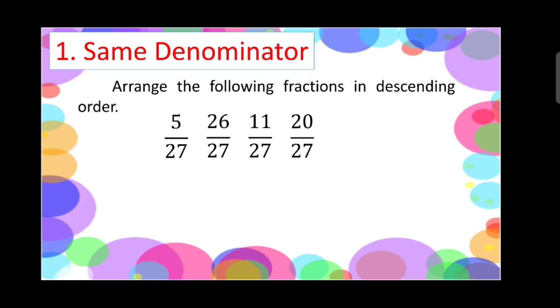So, mauna muna natin, in descending order, mauna yung pinakamalaking value, which is 26 over 27. Susunod, si 20 over 27. Susunod, si 11 over 27. Then, lastly, si 5 over 27. Mapapansin nyo, napapaliit yung value niya. Pinakamalaking value si 26 over 27. Pinakamaliit naman si 5 over 27. So, yan lang po kung paano mag-arrange ng following fractions in ascending or descending order in terms of same denominator.